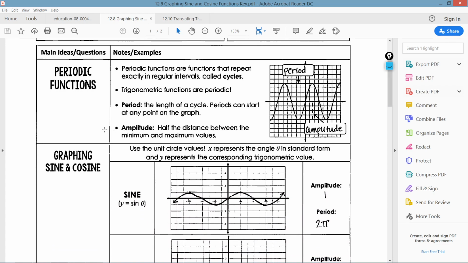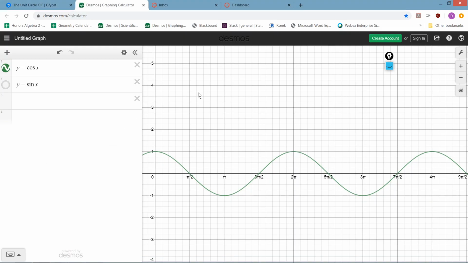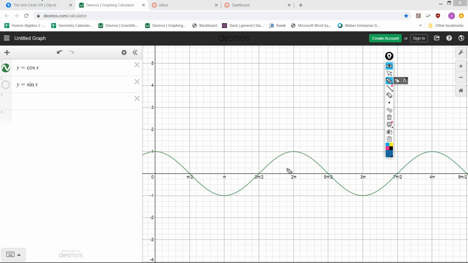Okay, and the way this defines amplitude is half the distance between the minimum and maximum values. That's one way to define it. First, let's talk about an intuitive way to think of it that isn't always correct. An intuitive way to think about this is amplitude is the highest value possible. So what's my highest value possible? 1. That's my amplitude.